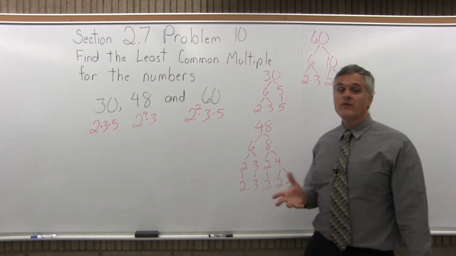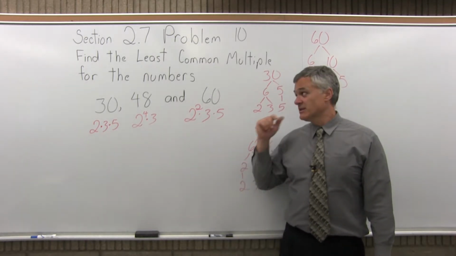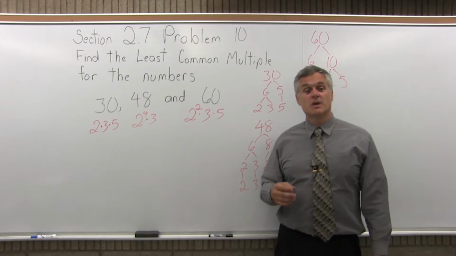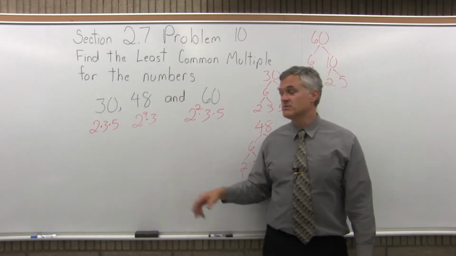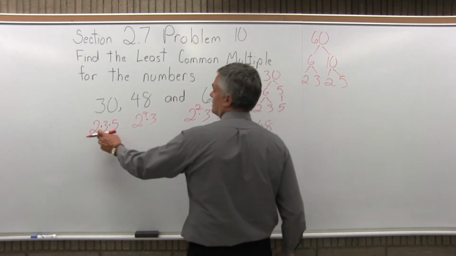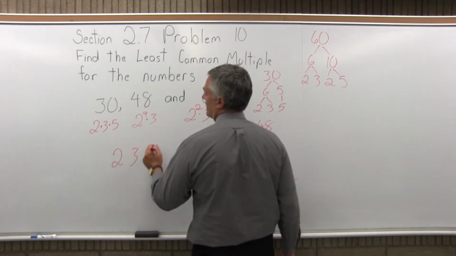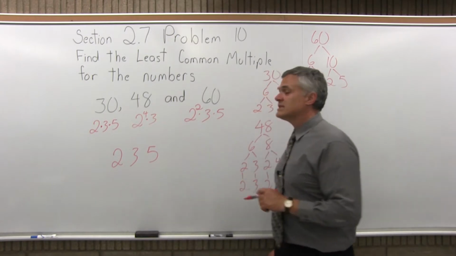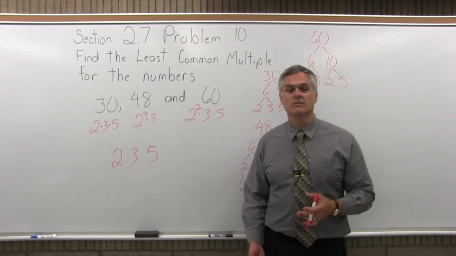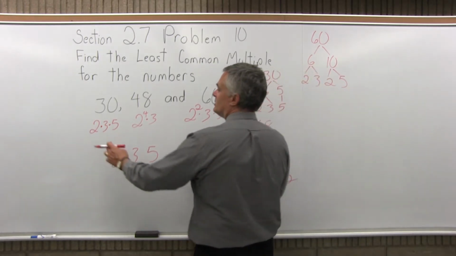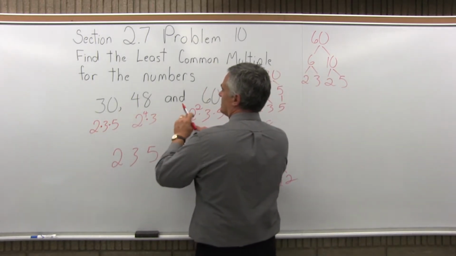So now I have the prime factorization for each one of the numbers in my list of numbers that I have to find the least common multiple for. The next thing I do is just make a list of any prime that shows up in any of those prime factorizations. So I'm using 2, 3, and 5. Those are the primes that get used, 2, 3, 5. Next, what I want to do is consider the exponents for these primes and take the largest exponent for each one.